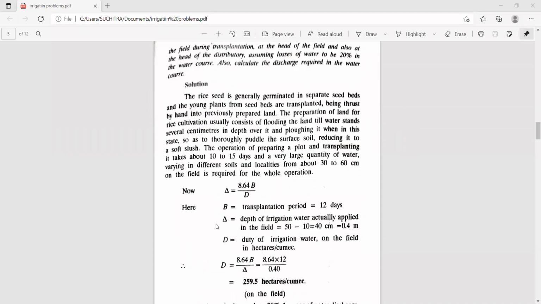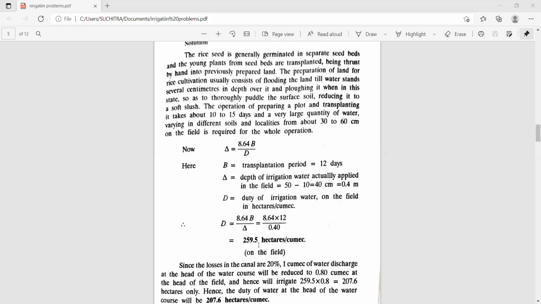Hence, the total depth of water supplied, that is the depth of irrigation water actually applied in the field minus whatever precipitation has taken place, is about 0.4 meter. And D is the duty of irrigation water on the field in hectares per cumec. We know the base period and the depth of water supplied, so hence you can calculate the duty of irrigation water. It works out to be 259.5 hectare per cumec on the field.